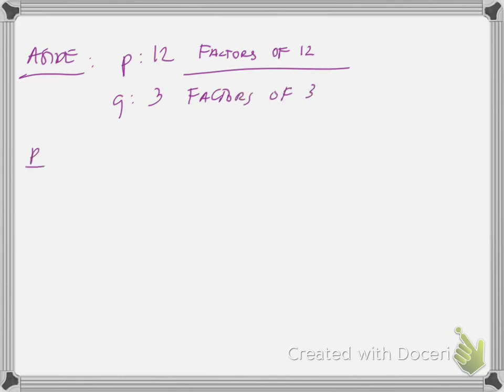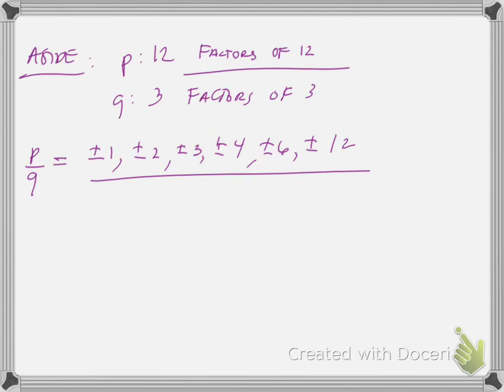So P over Q. Well, what are the factors of 12? Plus or minus 1, plus or minus 2, plus or minus 3, plus or minus 4, plus or minus 6, and plus or minus 12. And for 3, plus or minus 1, plus or minus 3, since 3 is prime and its factors are only itself and 1. Now you take the ratio, and you can look at it a couple of ways.